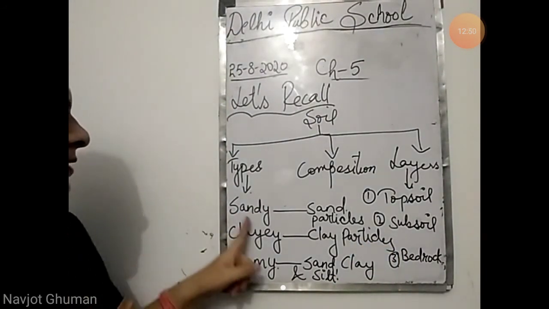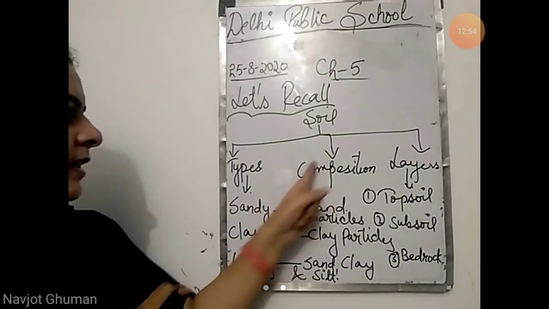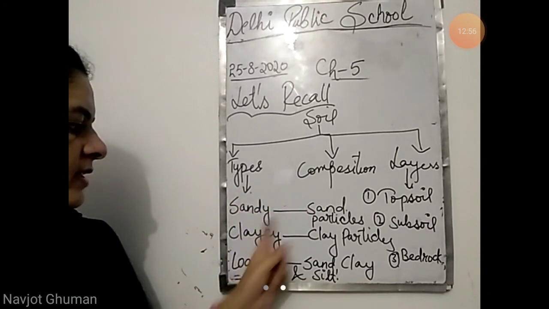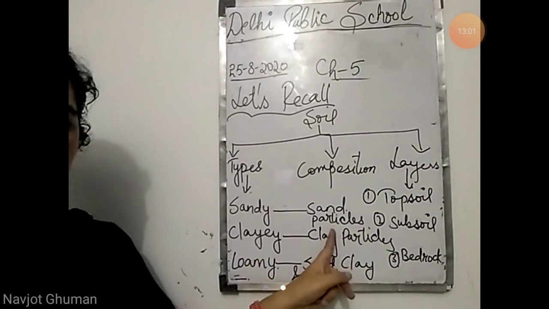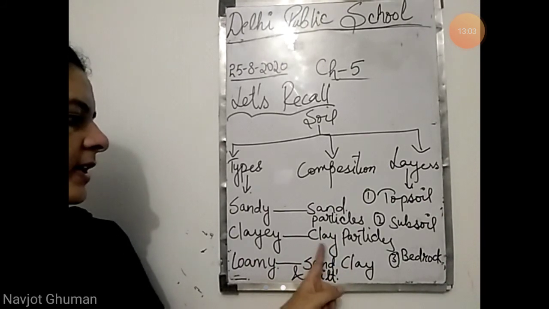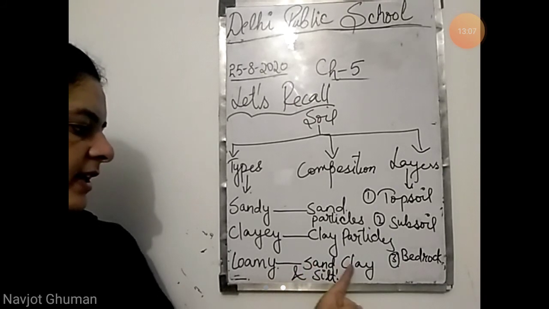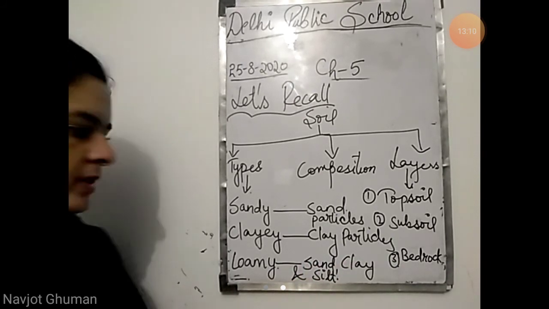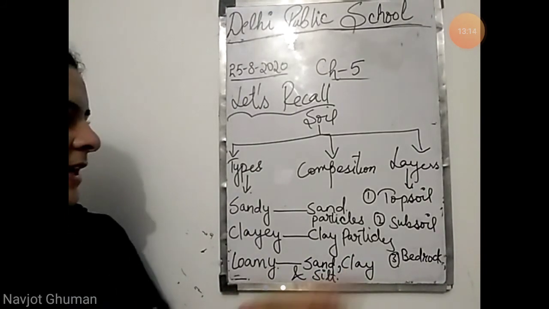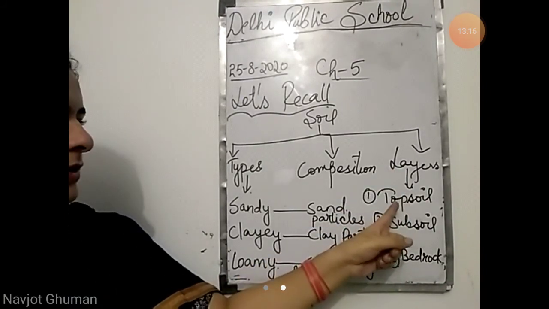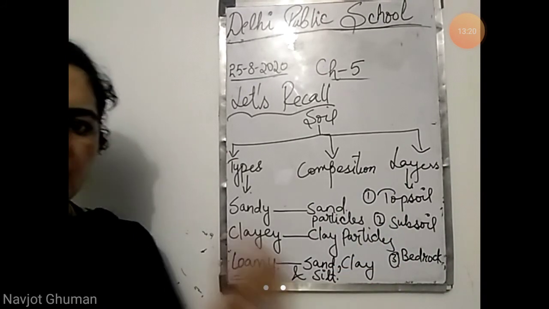Types of soil: sandy, clay, and loamy. Composition means what is present in these types of soil, what the components are. In sandy soil, sand particles; clay soil, clay particles; and in loamy soil, sand, clay, and silt, all the three. Next, layers of the soil: topsoil, subsoil, and bedrock. These are the three layers of the soil.